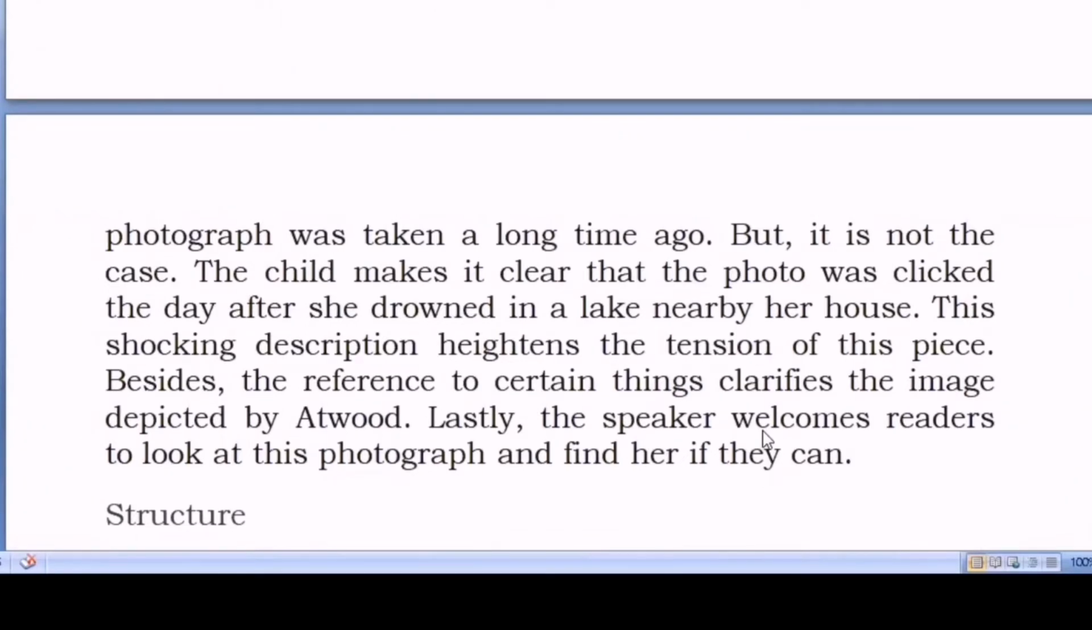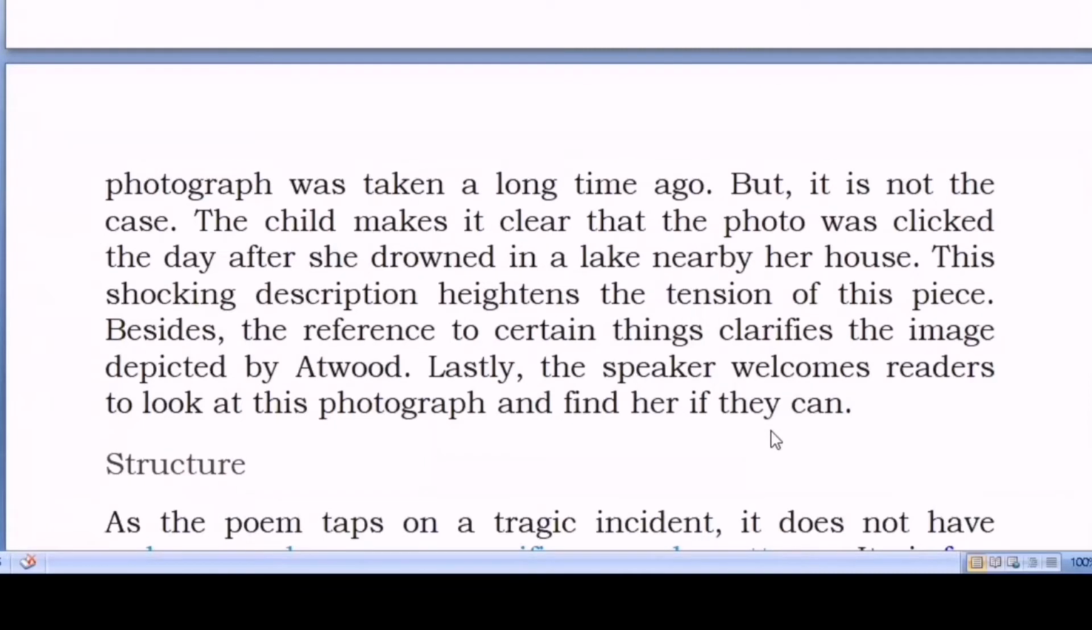The child makes it clear that the photo was clicked the day after she drowned in a lake nearby her house. This is a shocking description that heightens the tension of this piece. Besides, the reference to certain things clarifies the image depicted by Atwood. Lastly, the speaker welcomes readers to look at the photograph and find her if they can.